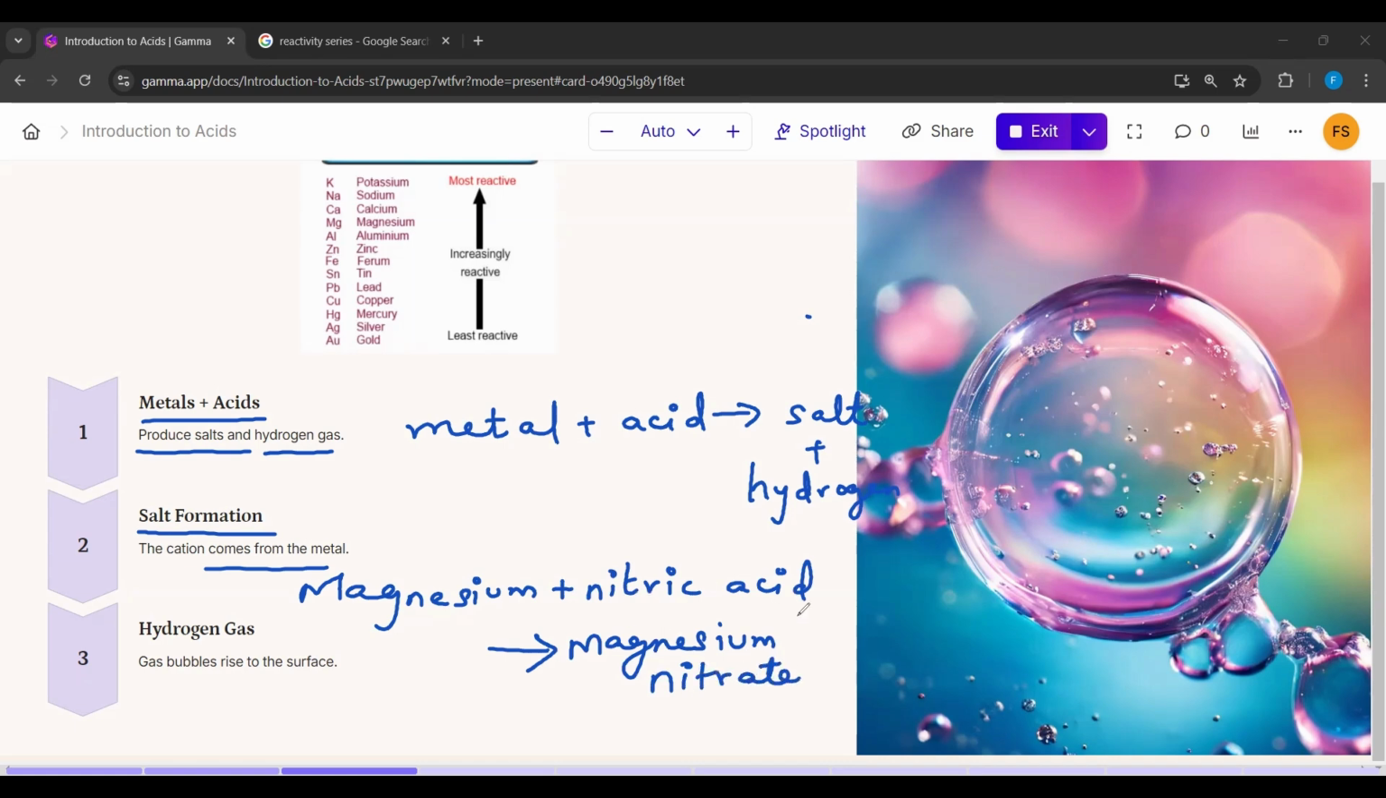So along with the salt, what else is produced? It's the hydrogen gas. So plus hydrogen. So this is how you make your equation. So this is one example. Now try to write the chemical equation for this. Pause the video here and try to write the chemical equation for this.